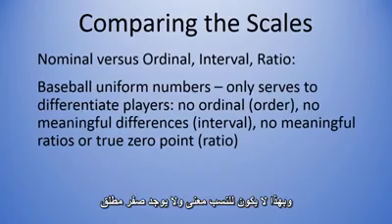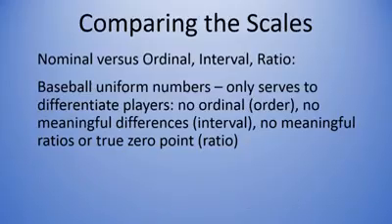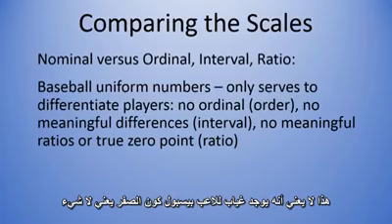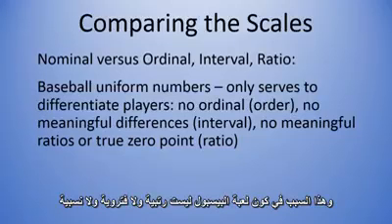And then ratios are not meaningful and there's no true 0 point. Think of someone who chose the number 0 in baseball. That doesn't mean there's an absence of a baseball player there, right? 0 means nothing. That would just be a player with the number 0. So that's why baseball wouldn't be ordinal, interval, or ratio.